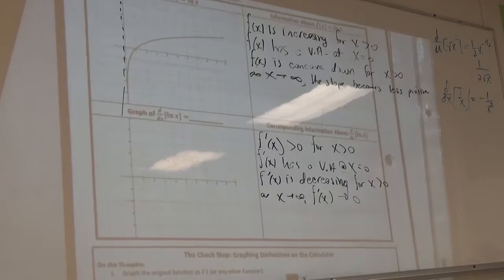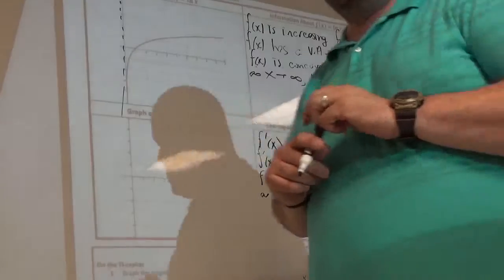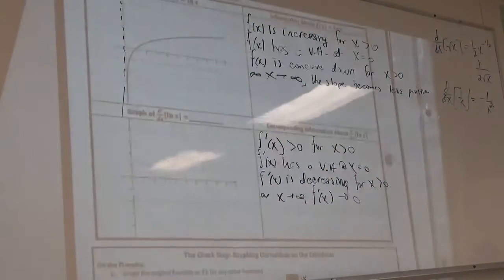If f prime is positive for all values of x greater than 0, decreasing for all values of x greater than 0, has a vertical asymptote and gets closer to 0 as x approaches infinity, give me a quick sketch. What does f prime have to look like? Hold all those things together in one graph. Always positive, always decreasing, vertical asymptote, getting closer to 0 as x approaches infinity.